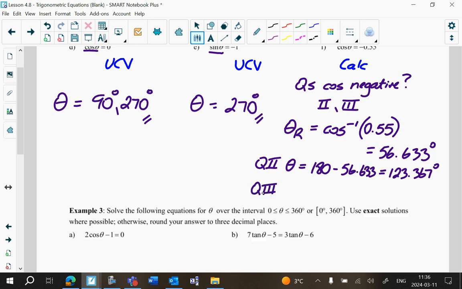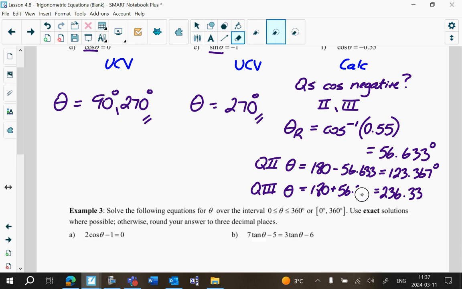We take 180 because we're down here, 180 plus the reference angle, plus 56.633. And we get 236 point... No, I made a mistake there. 633, 236.633 degrees. And these are our 2 answers.